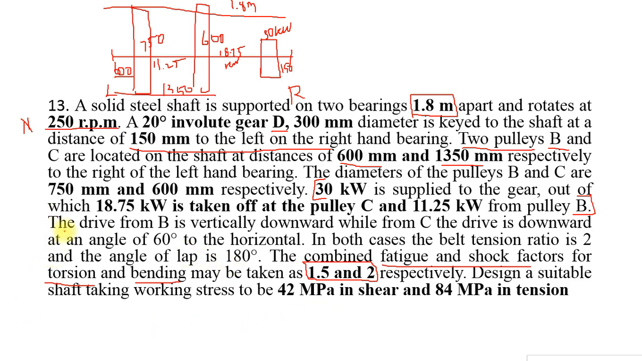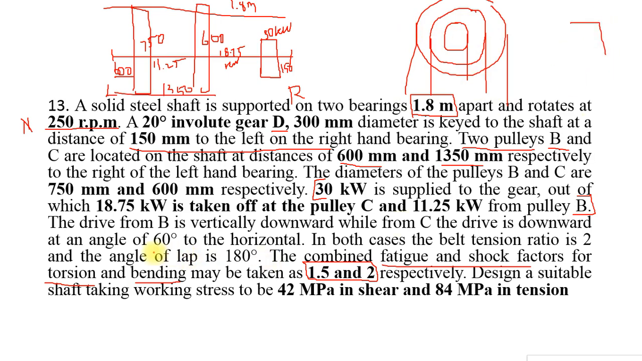Coming back, the drive from B is vertically downward, while from C the drive is downward at an angle of 60 degrees. So you can see we may have B, C, and D. B is downward, C is downward, and D is also downward. But for C, you can see it is given 60 degrees to the horizontal. So it is inclined at an angle of 60 degrees to the horizontal. This is the case for pulley C. In both the cases the belt tension ratio is 2.